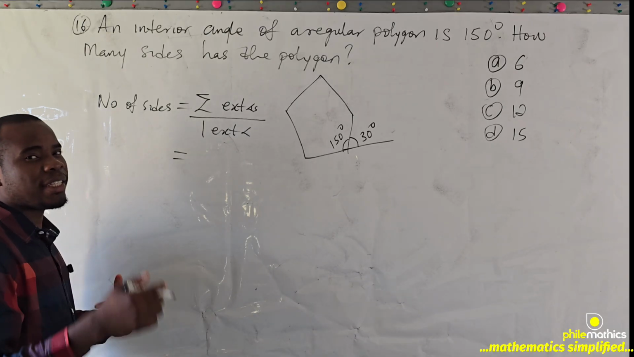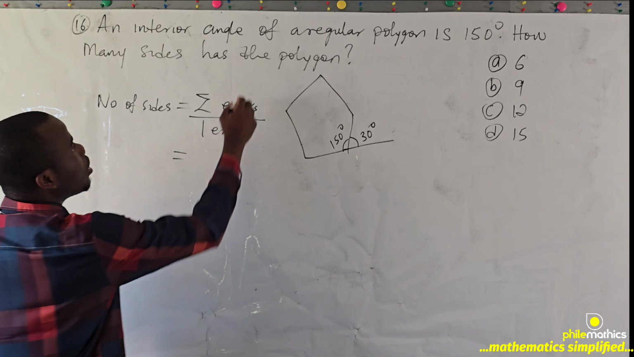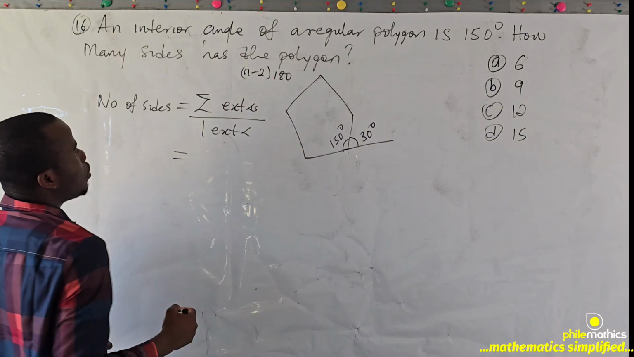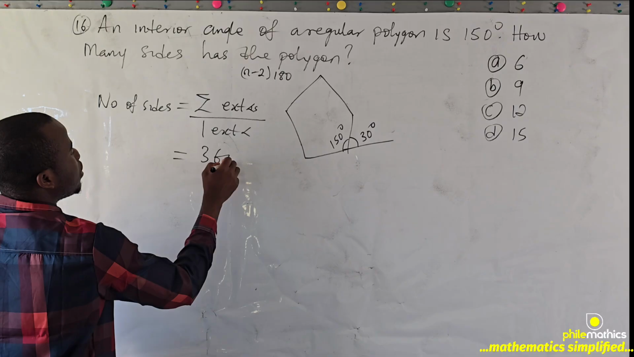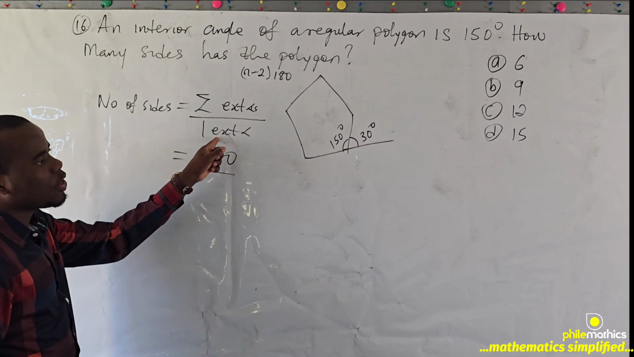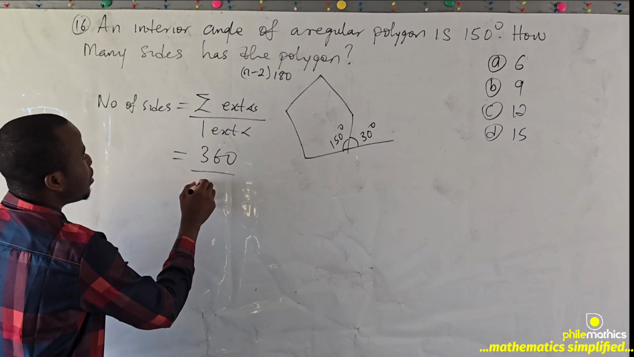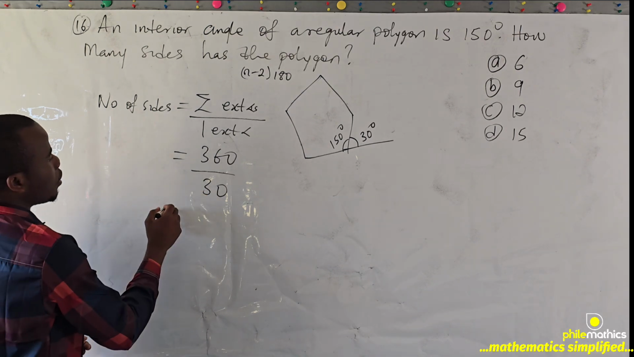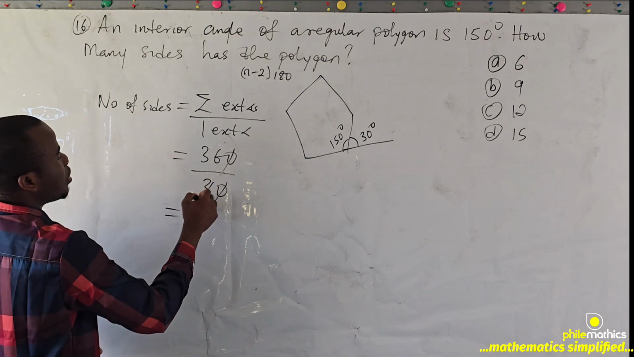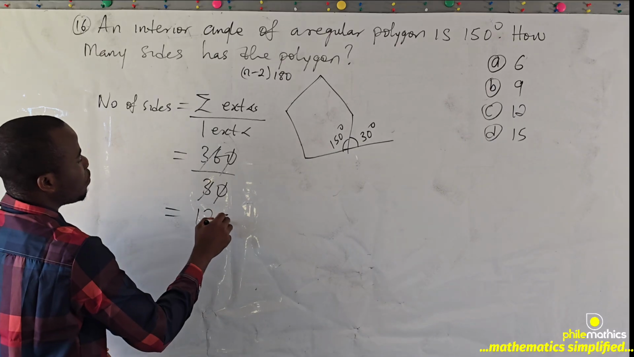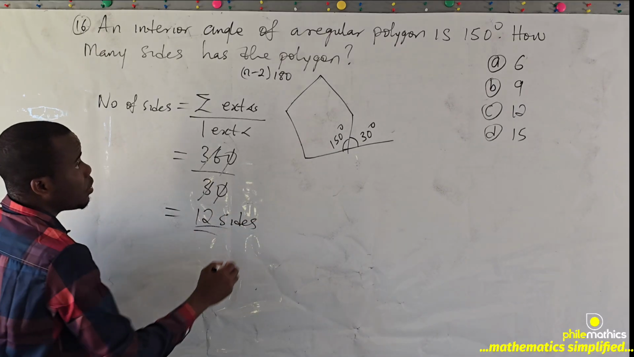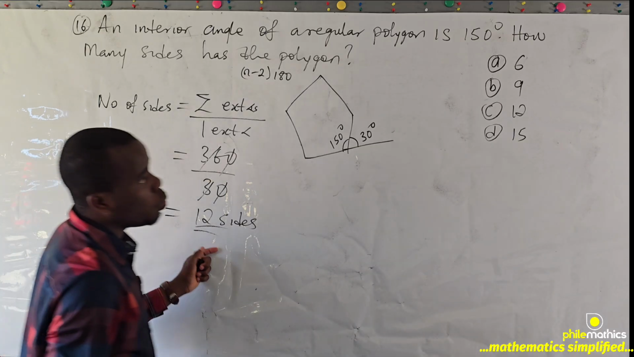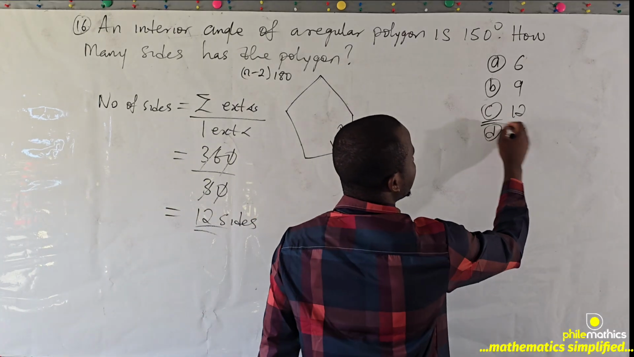just like the sum of the interior angles of a regular polygon is n minus 2 times 180. So it is 360 over one exterior angle, which we have seen is 30. This is how we get the number of sides. And so if we divide, this is just 12 sides. So that regular polygon must have 12 sides, which is C.